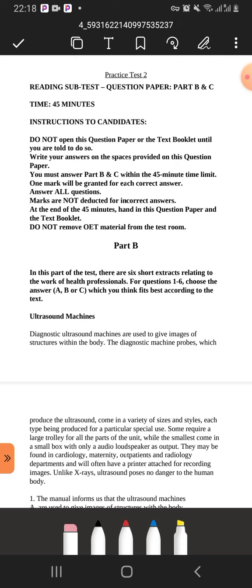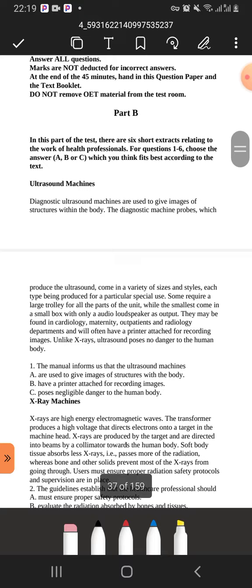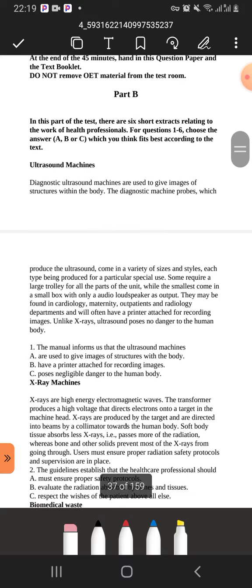So now let's read the instruction for part B. In this part of the test, there are 6 short extracts relating to the work of health professionals. For question 1 to 6, choose the answer A, B, or C, which you think fits best according to the text. So guys, for part B, you have 6 extracts and they have headings.